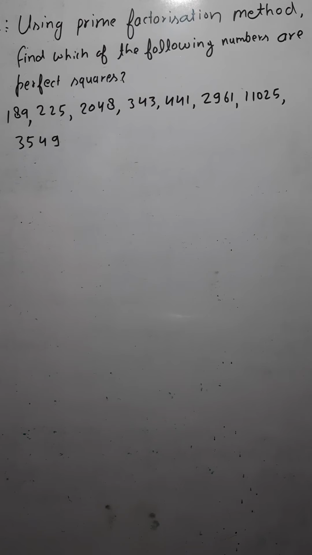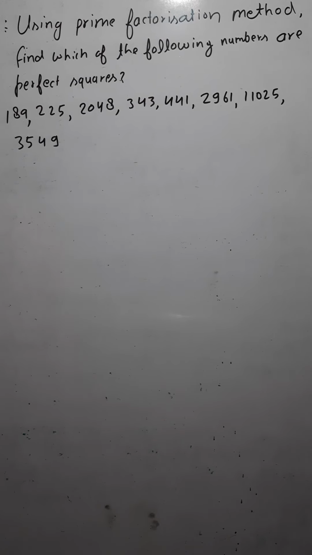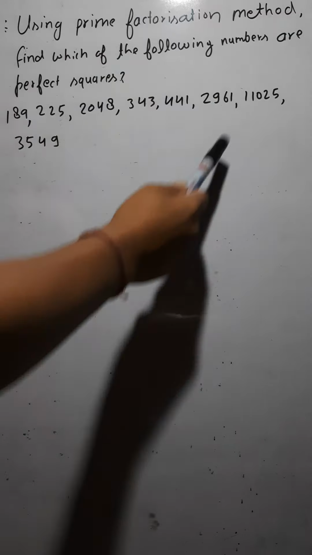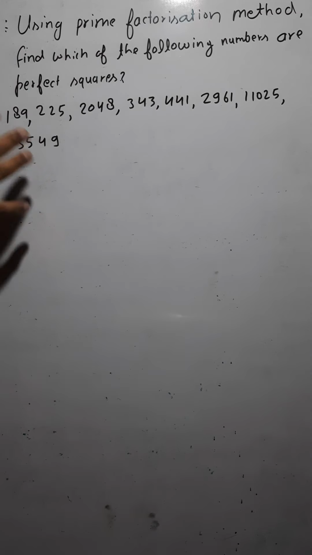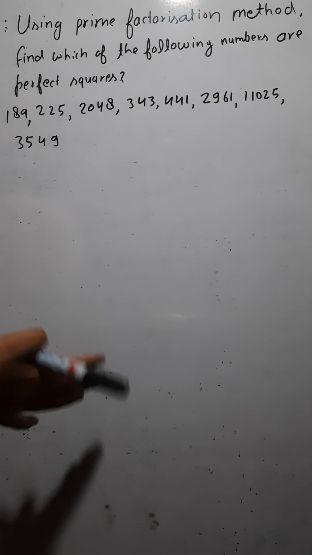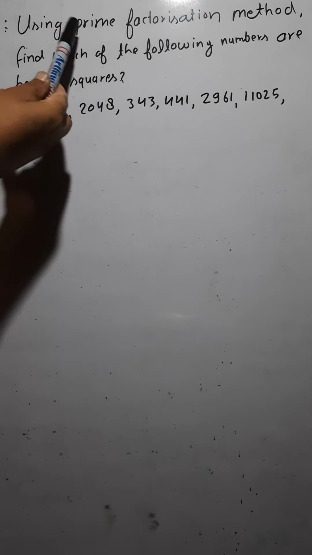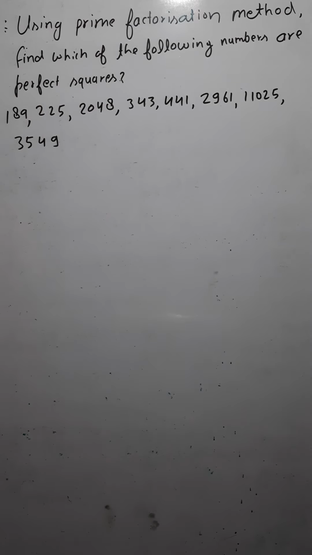Hello dear students, today we will move ahead in the third chapter of class 8th mathematics, that is Squares and Square Roots. The next question here is: using the prime factorization method, find which of the following numbers are perfect squares. You have to check which of these numbers are perfect squares and which are not, but you have to use the prime factorization method.